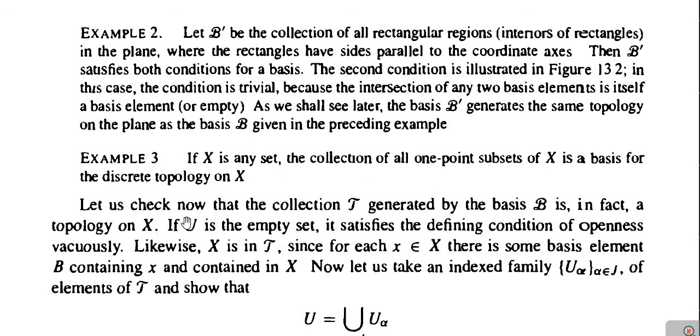So the solution is, check that the collection tau generated by the basis script B is a topology on X. If U is the empty set, then obviously it satisfies both the conditions, as we know that the empty set is an open set. Again, X is also in tau, because if we take small x as any one point from the set capital X, then there is some basis element capital B which contains x and is contained in capital X. Which means that the empty set and the complete set X both are contained in tau.